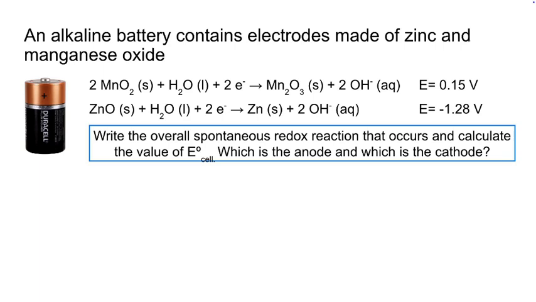So an alkaline battery contains electrodes made of zinc and manganese. So we've got these two reactions. Write the overall spontaneous redox reaction that occurs and calculate the value of the cell potential, and determine which is the anode and which is the cathode. What kind of half reactions were you given? Said differently, are you given the correct half reactions for the cell potential? No.